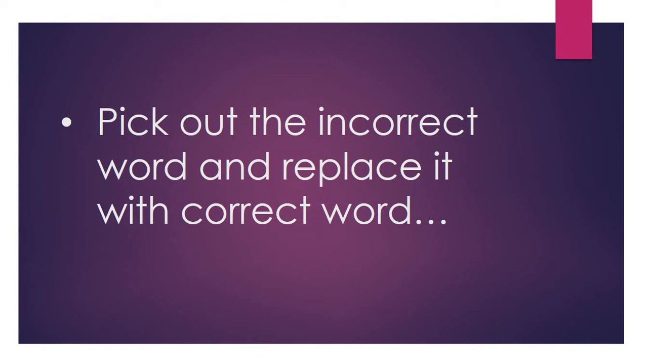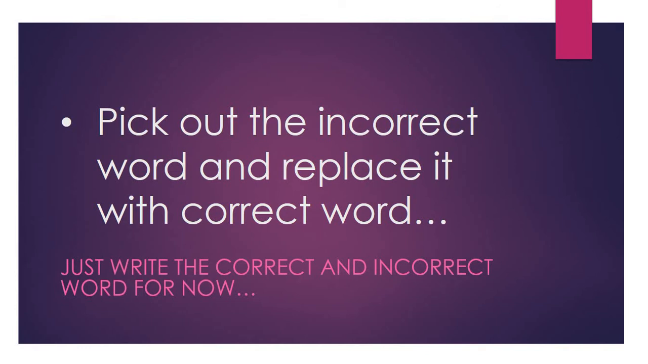So, first question in the question bank is pick out the incorrect word and replace it with correct word. Now what do you have to do is just write the correct and incorrect word for now. That means I will show you the sentence. From that sentence you have to pick out the incorrect word and write the correct word in that place. Now you just have to write the incorrect word and correct word in your book, not the sentence. So I hope this instruction is clear in your mind. So let's get started with question number 1.